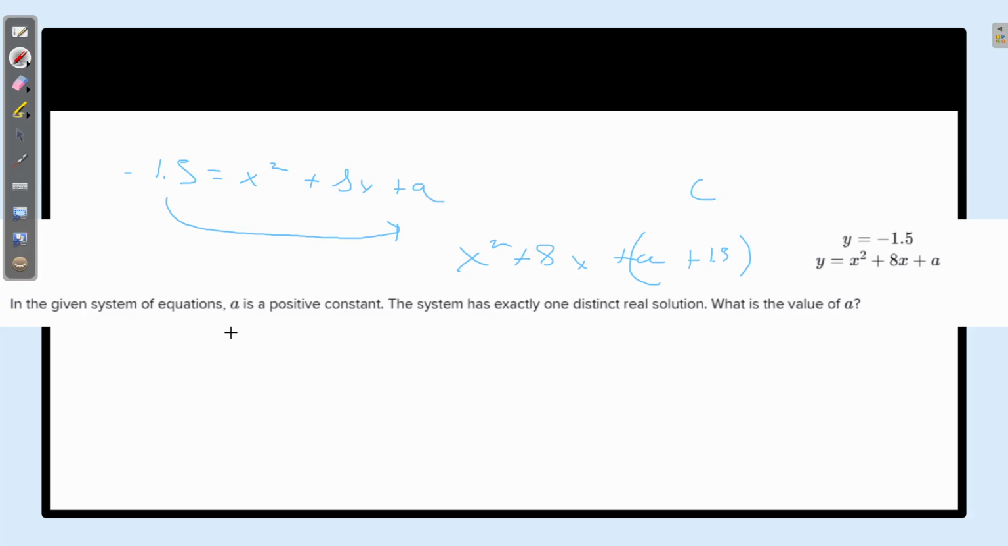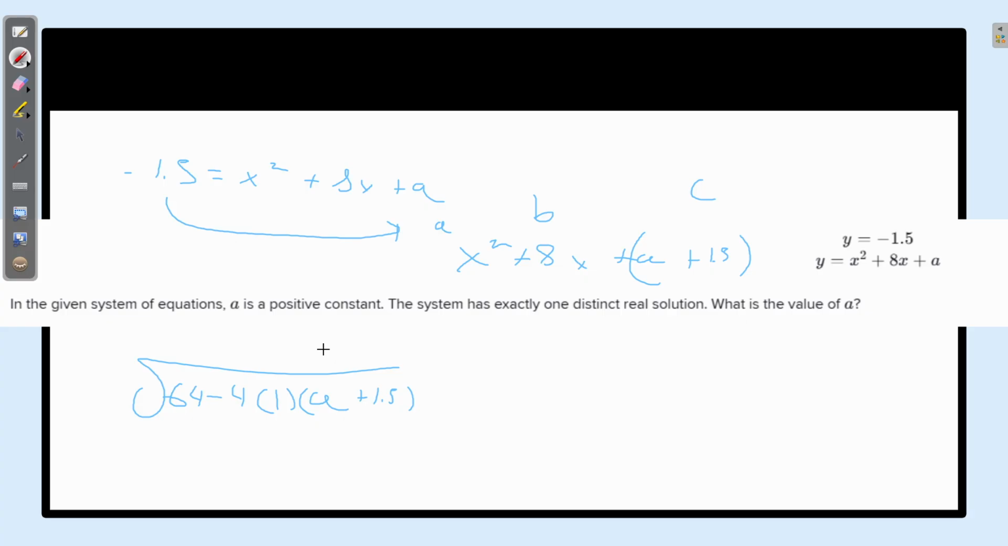Now, let's set up the determinant. So we have b squared. Remember, b is the coefficient in front of the single-exponent term. So 8 squared, 64. And then we have minus 4 times a, and remember, a is the coefficient of our x squared term, which here is just 1. So negative 4 times 1 times our c, so a plus 1.5.